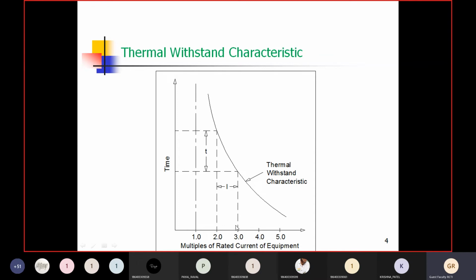Beyond that, up to 2 to 3 times, this is called earth fault current, because earth fault current is somewhat high. It may be 2 times, maybe 3 times. Beyond that, 4 times, 5 times, maybe up to 10 times, it is called overcurrent. And beyond 5 times, maybe 10 times, 15 times, it is called short circuit.